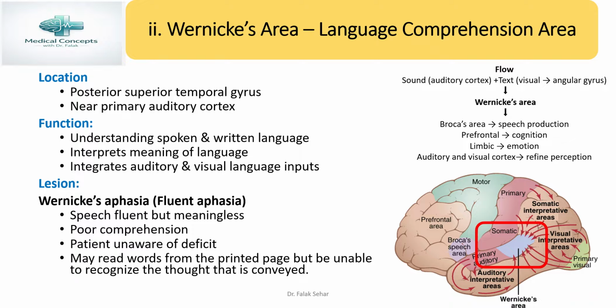Wernicke's area is located in the posterior-superior temporal gyrus near the auditory cortex and is responsible for language comprehension. It helps us to understand both spoken and written language by integrating auditory as well as visual inputs and interpreting their meaning. For example, whatever I am speaking to you and what you people are getting from it, it's all because of your intact Wernicke's area.